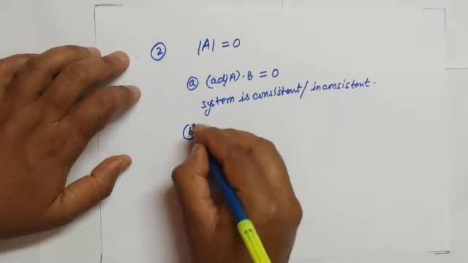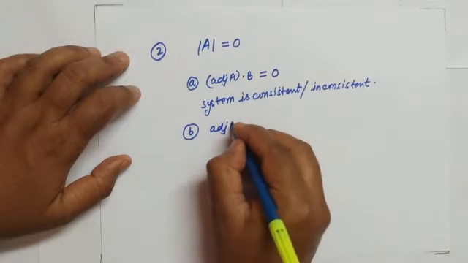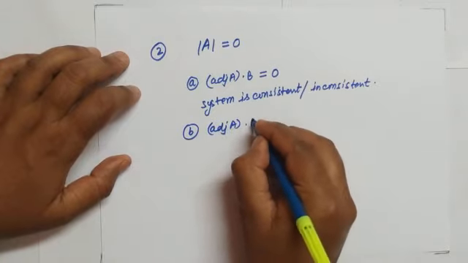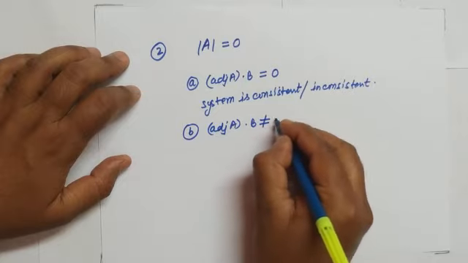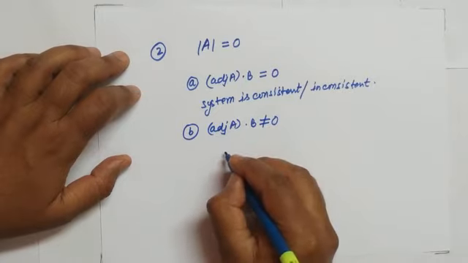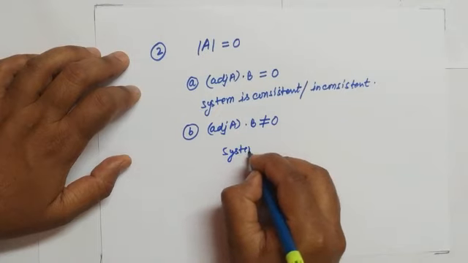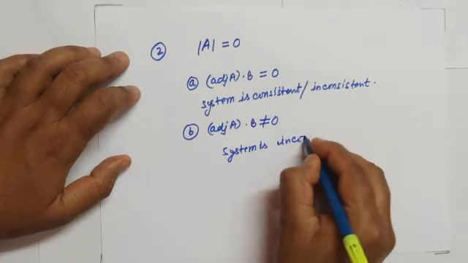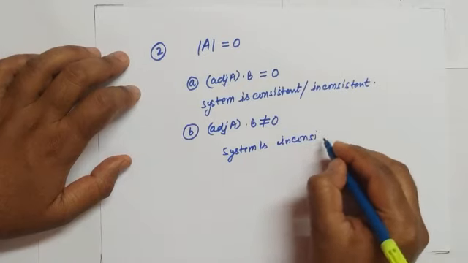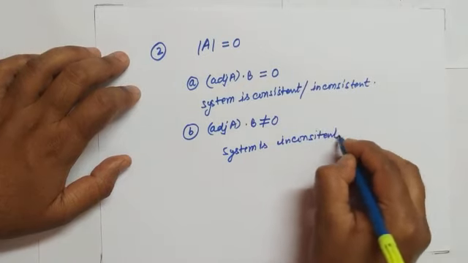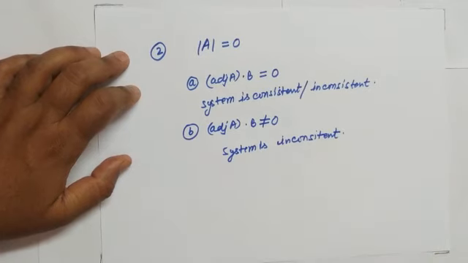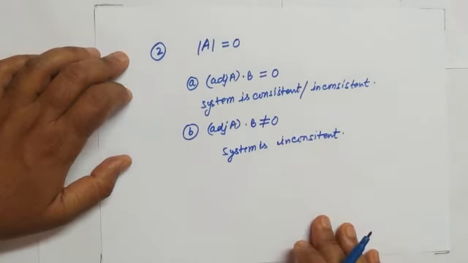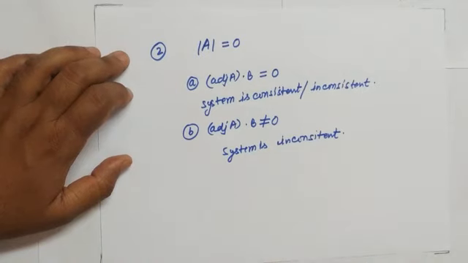And second one, adjoint of A dot B, multiplied with B, not equal to 0. Then the system is inconsistent. These are the conditions for the consistency of the equations, when it is consistent and when it is not consistent. Now we will see how to solve questions with the help of this one.